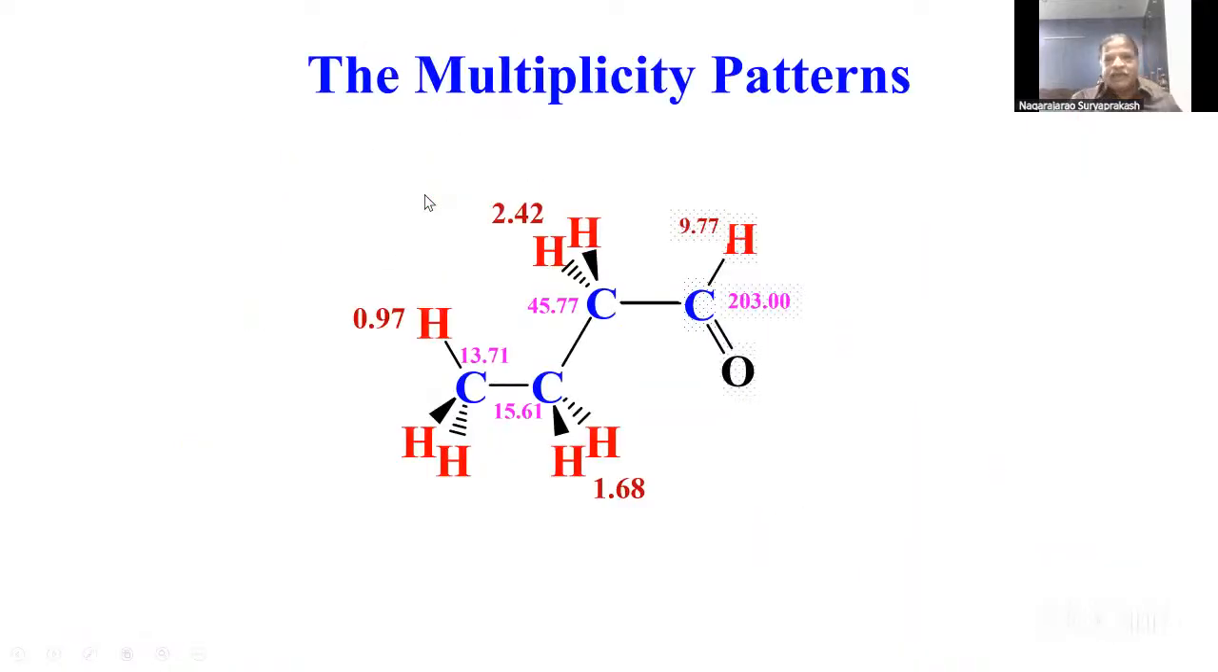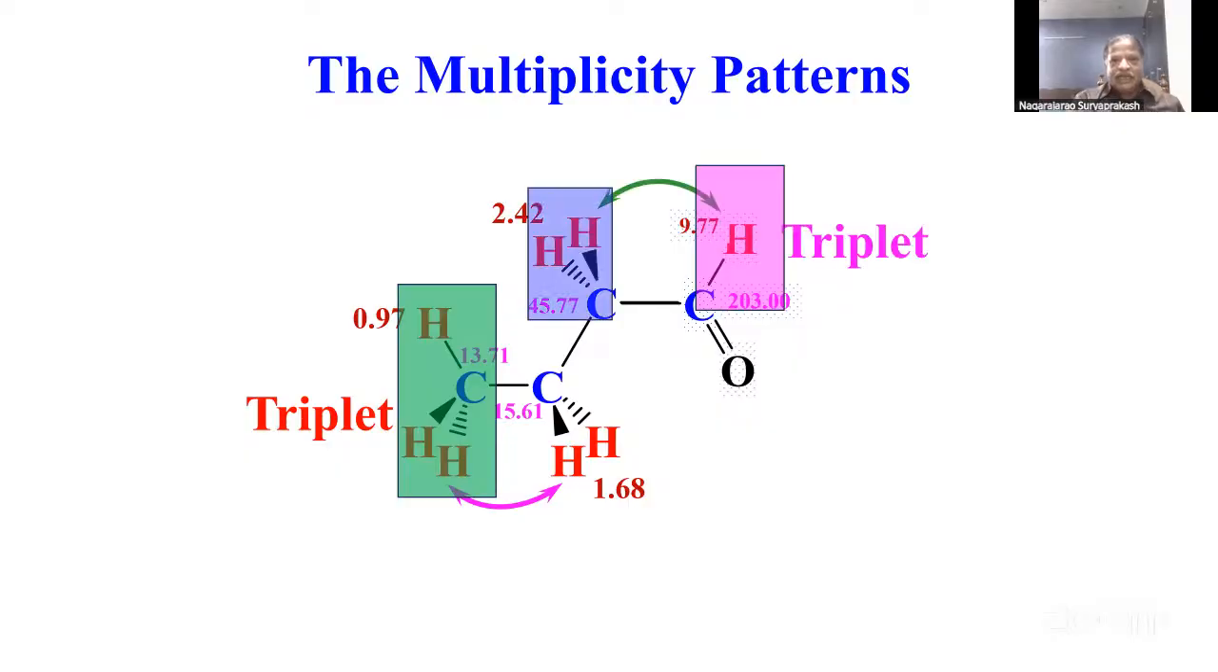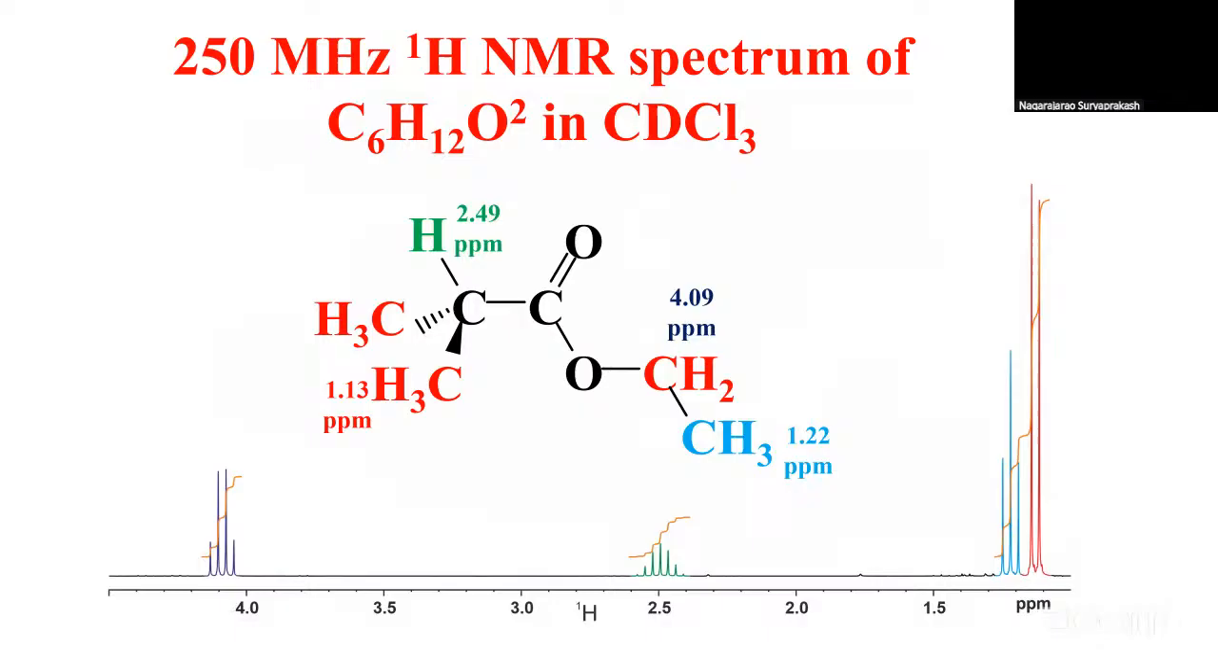Now we can interpret the multiplicity pattern. I would say this is a triplet because of this CH2, and this is a triplet because of this CH2, and this is a triplet of doublets because of this and this. Whereas this one is a quartet of triplets, it is also called a pseudo sextet. Are you with me, Pramod? Hello? Yes, sir. You have any doubt in this? No, sir. Okay. I'll give you a simple example of this spectrum.